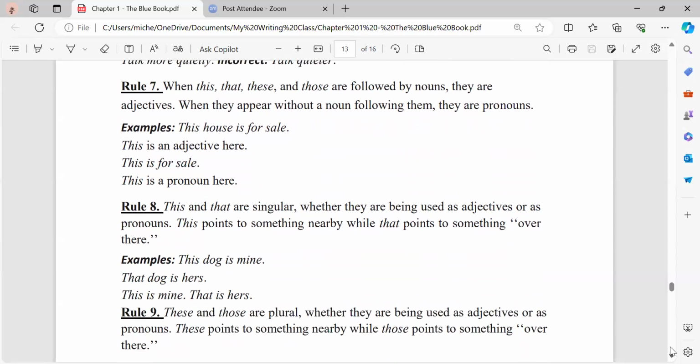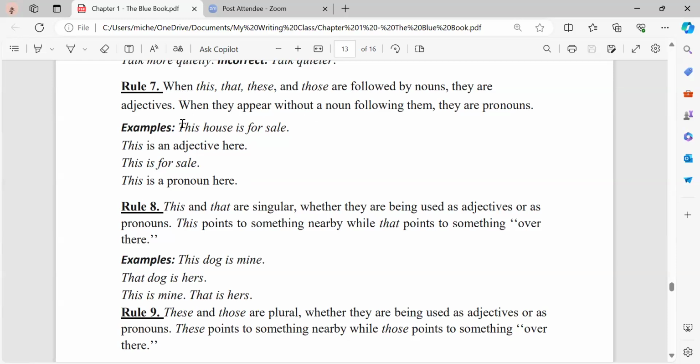And then for number seven, we have: when this, that, these, and those are followed by nouns, they are adjectives. When they appear without a noun following them, they are pronouns. So this house is for sale. This is an adjective here. And this is for sale. This is a pronoun here. So this, that, these, and those, when they're followed by nouns, act as adjectives. When they appear without a noun, then they are pronouns.